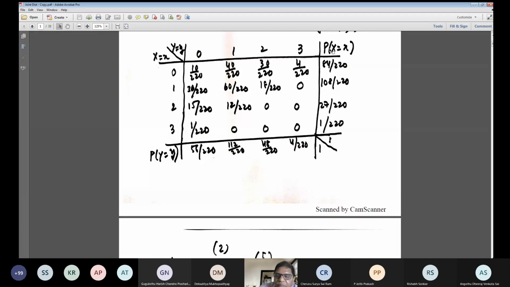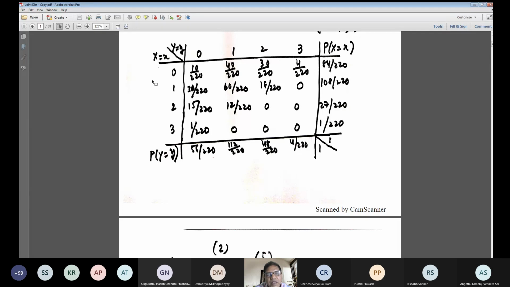The last column, where the sum has been obtained, represents the probability mass function of the random variable X, because X equal to 0 is 84 by 220.